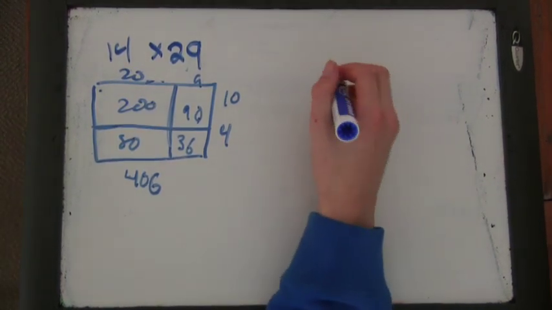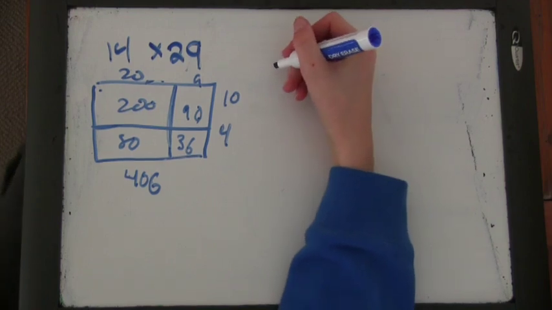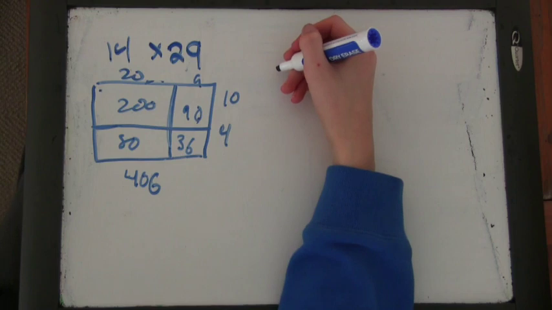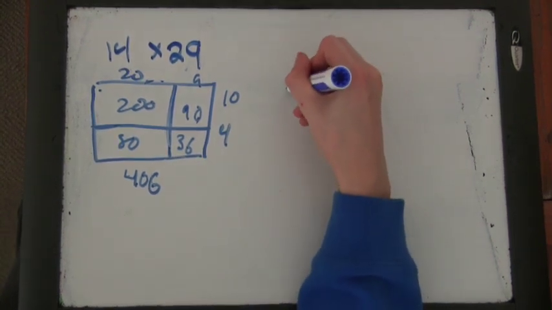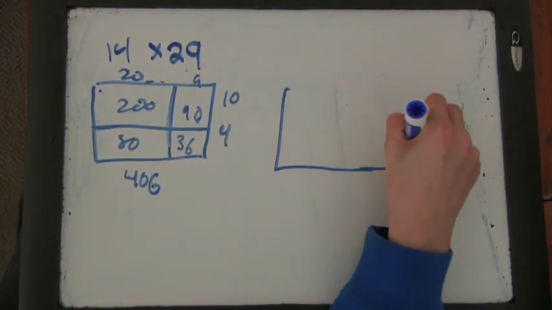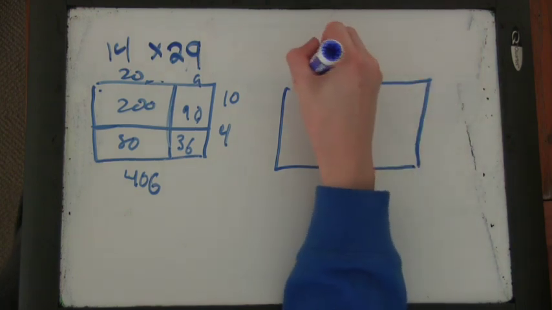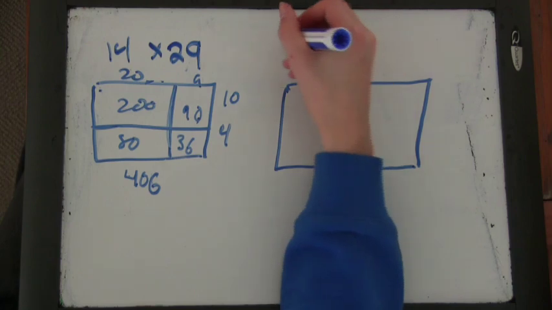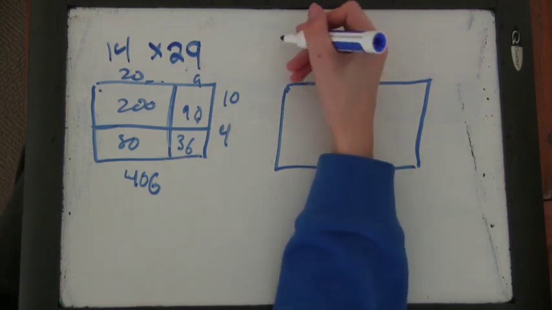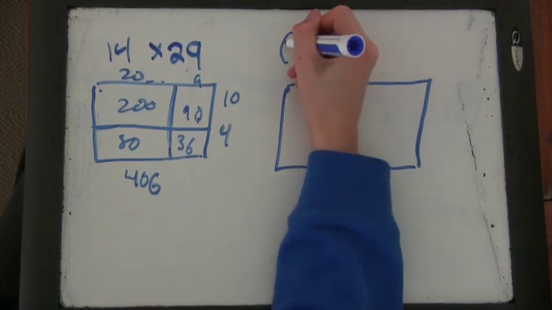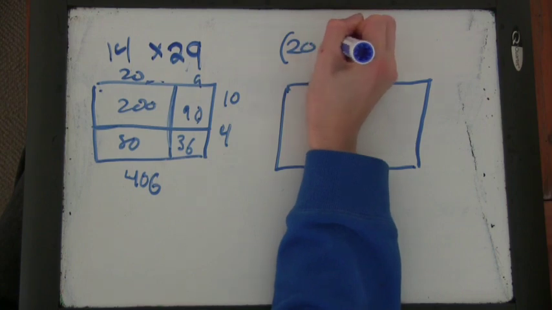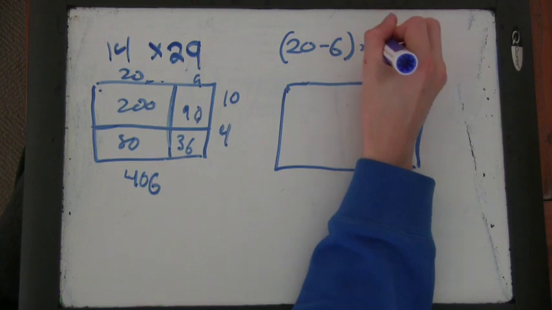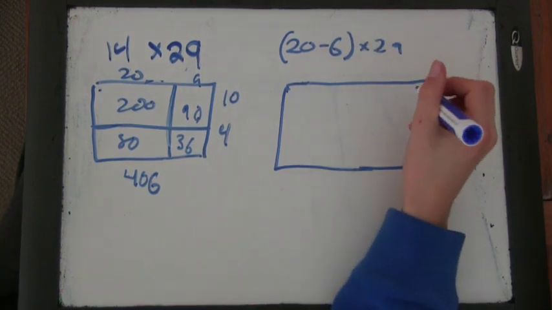So then he wanted to start kind of doing it a little bit differently. So maybe we do the rectangle. Don't worry, you don't have to put them all on the page together, so use as much room as you need. Then he changed the first number to make it 20 minus 6. Okay. And then we're going to be multiplying that by 29.